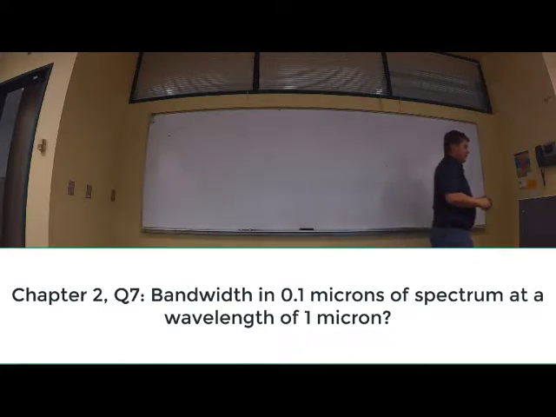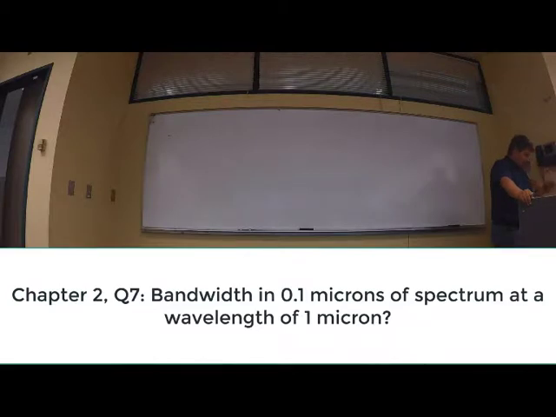All right. Let's do number 7. How much bandwidth is in 0.1 microns of spectrum at a wavelength of 1 micron?